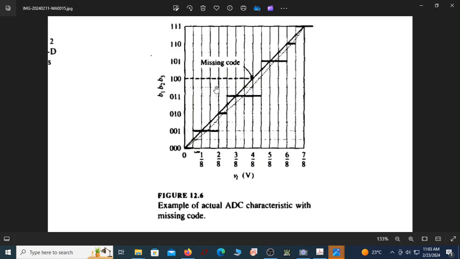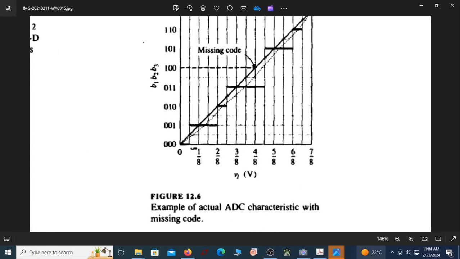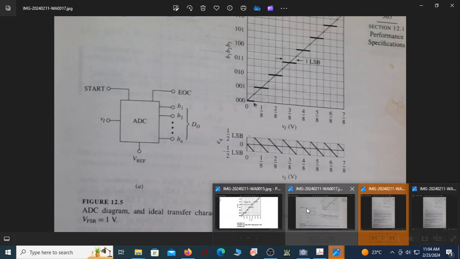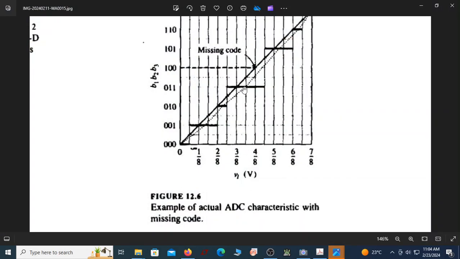This missing code is due to increased quantization error. Earlier, in the quantization errors, the transitions were always 1 LSB wide. The width of the signal when it is in a particular code was always 1 LSB. But here it is there for more than 1 LSB. For almost 2 LSB change in the input voltage, the output is still represented as 0, 1, 1. So this is an error. This will end up with increased quantization noise, which will reduce my signal to noise ratio.